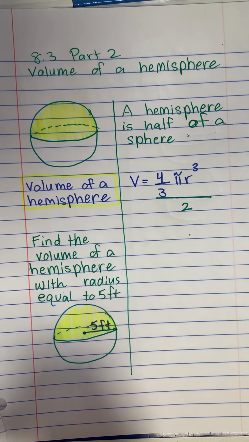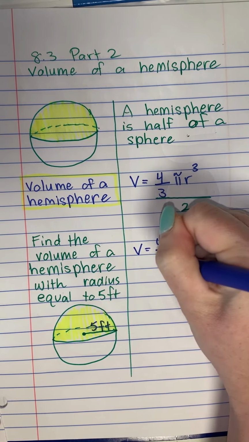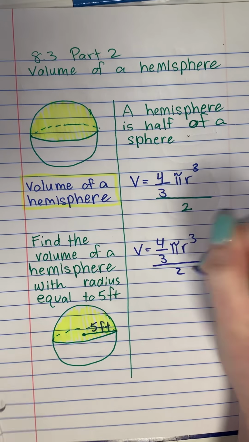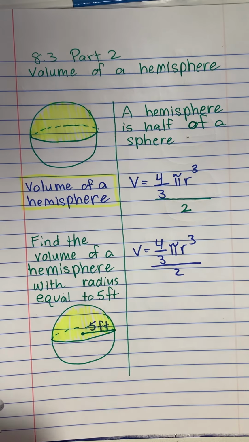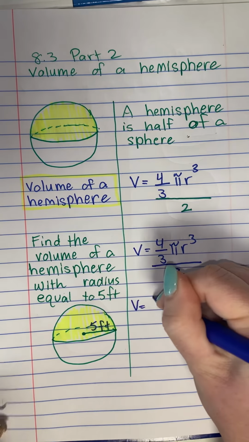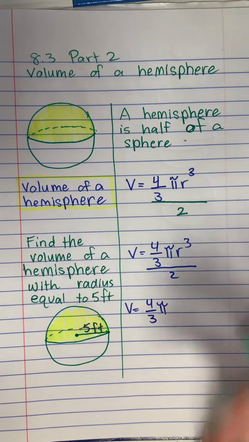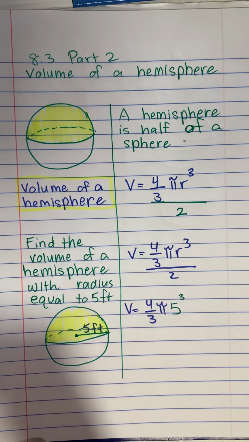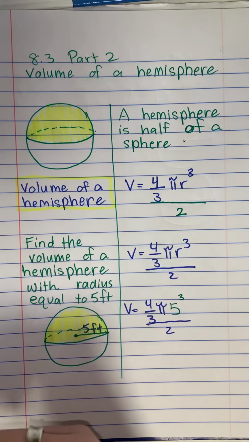So let's take a look at that. Let's rewrite our formula. We're going to treat it just like we would if we were finding the volume of a sphere, only we are going to divide it by 2. So our radius is 5. Let's go ahead and plug that in. And then we're going to take that answer and divide it by 2.